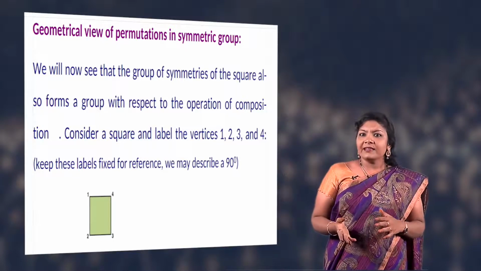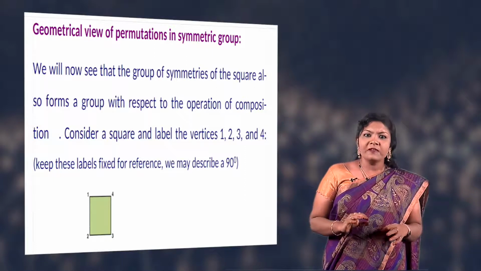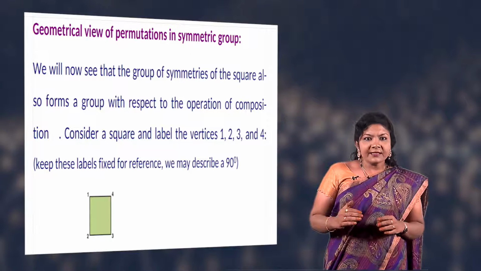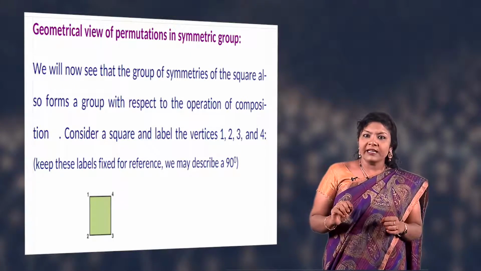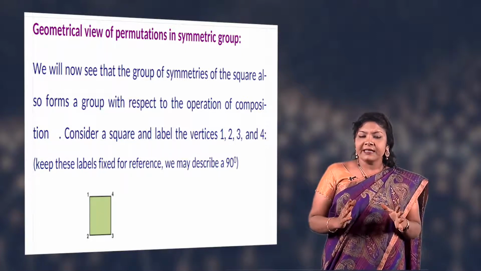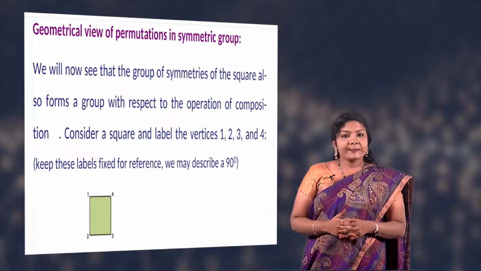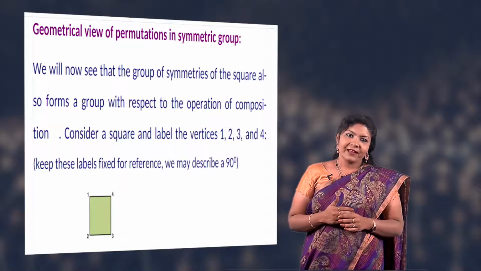Let us see the geometrical view of permutations in symmetric group. We will now see that the group of symmetries of the square also forms a group with respect to the operation of composition. Consider a square and label the vertices 1, 2, 3 and 4. Keep these labels fixed for reference. We may describe a 90 degree rotation. We will explain this by the diagrammatic view. See these pictures.